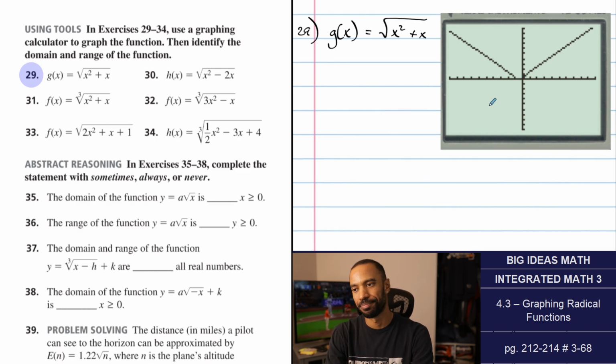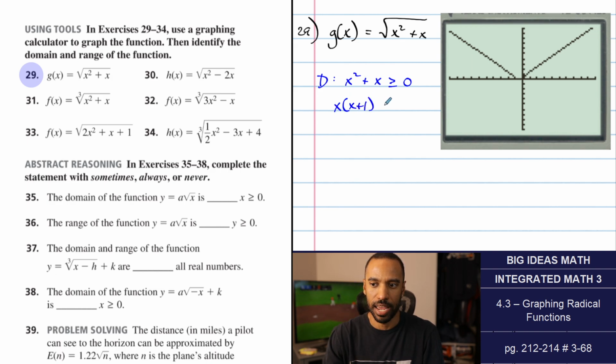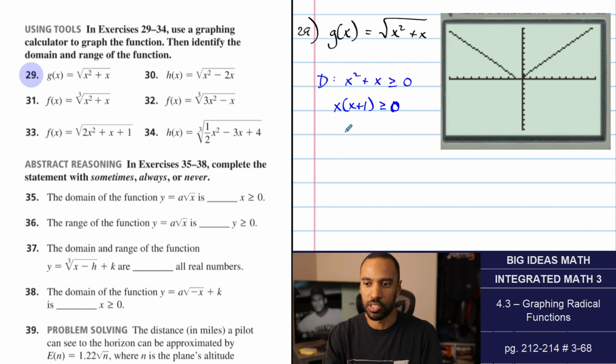Range-wise, well, let's first talk about domain. Remember, x squared plus x has to be greater than or equal to 0. If we factor an x out, it says x plus 1 has to be greater than or equal to 0. Now, this stuff gets a little tricky for us because what you actually want to do is treat this as a critical point, or find your critical points. Your critical points are 0 and -1.